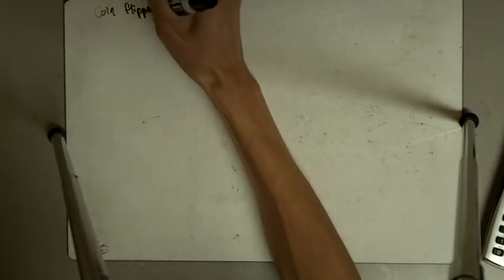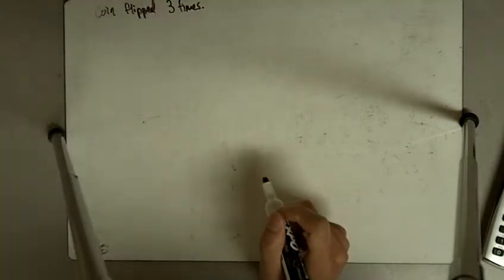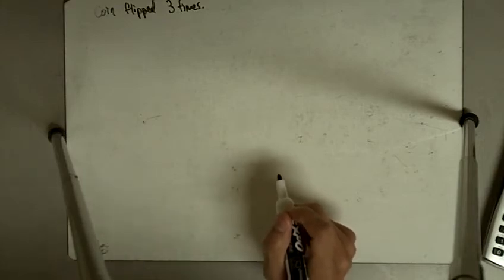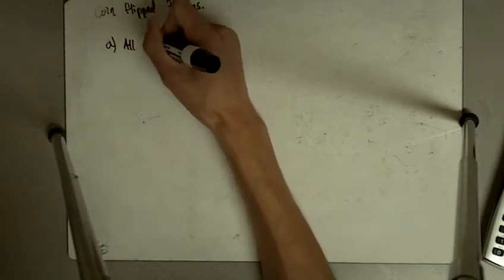Now we're looking at a coin flip. We're going to flip a coin 3 times. And it says, what's the theoretic probability that all 3 flips will end up heads? Okay, so all 3 are heads.